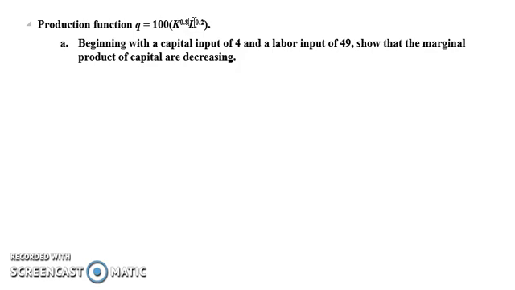Okay, so it's decreasing. That means we need to show that one of these is decreasing, which is the capital. To be able to show if capital or labor is increasing or decreasing, we need to make one of them fixed. So what we're going to do is say quantity equals 100 multiplied by K, which in this case is 4, to the power 0.8.